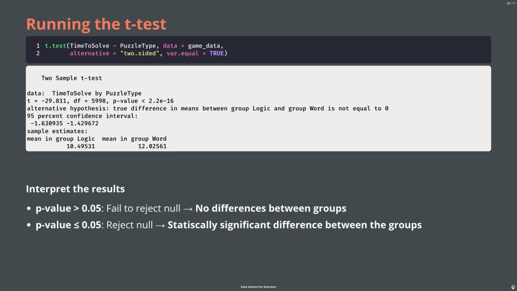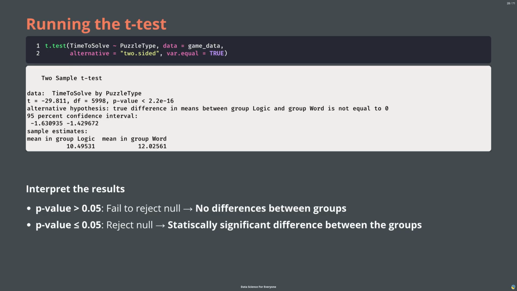To perform the actual t-test, we use the t.test function to specify independent samples. We set alternative equals to two-sided to indicate we are not assuming that one group will be greater than the other. If Levene's test shows equal variances, we set var.equal equals to true. Otherwise, we use false. Since our variances are equal, we use true.